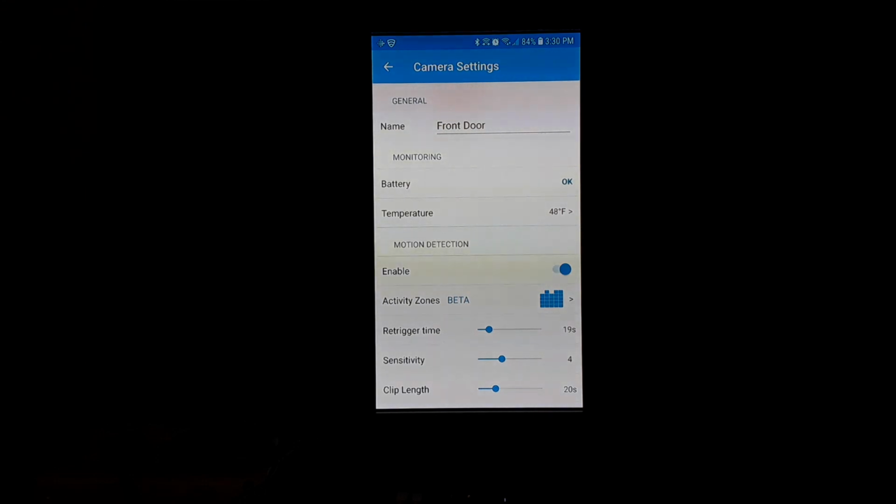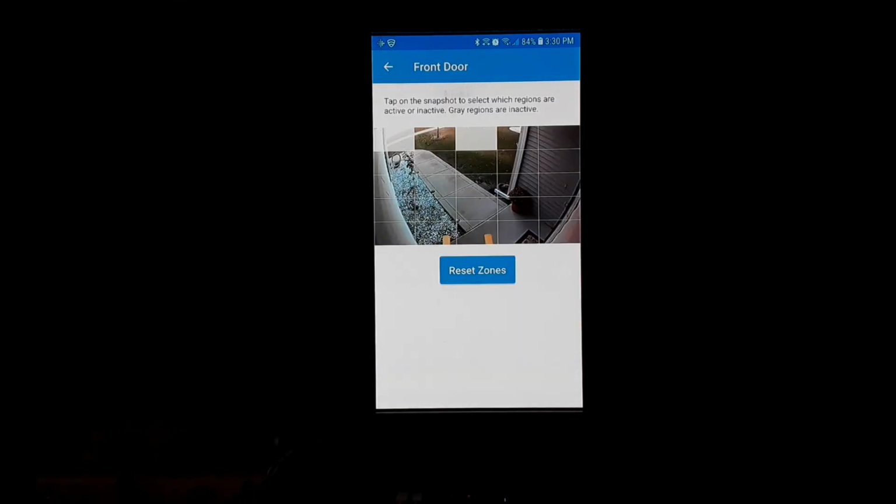Okay, so let's go back to activity zones. Let me tell you why this is the game changer and why I now say this is a home security system and not a home monitoring system. As you can see, it puts everything in grids. The problem I was having with my front door is that I would get cars from the street on the left and cars on the street from that middle block there, and that would always give me false alarms.